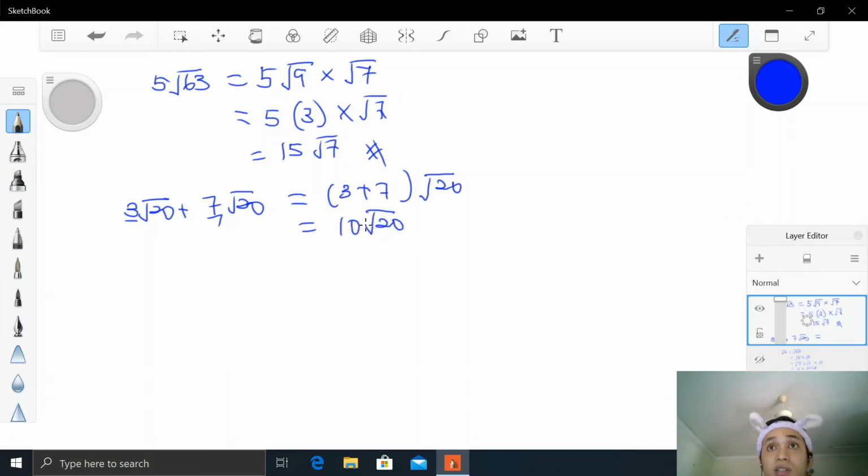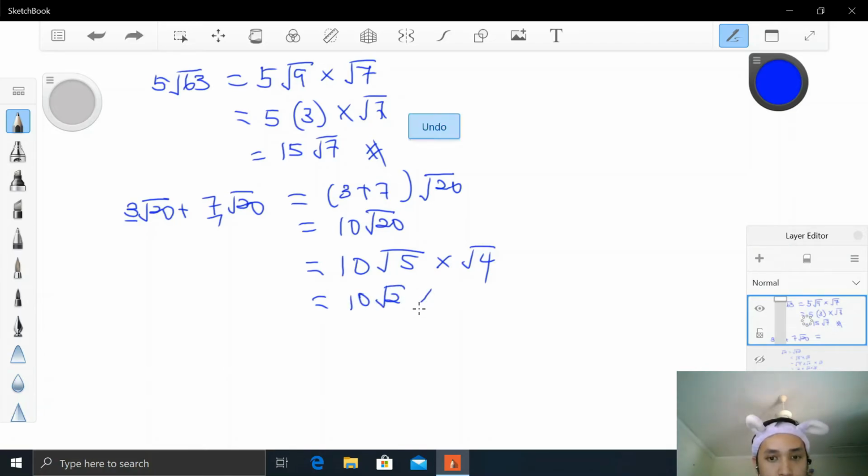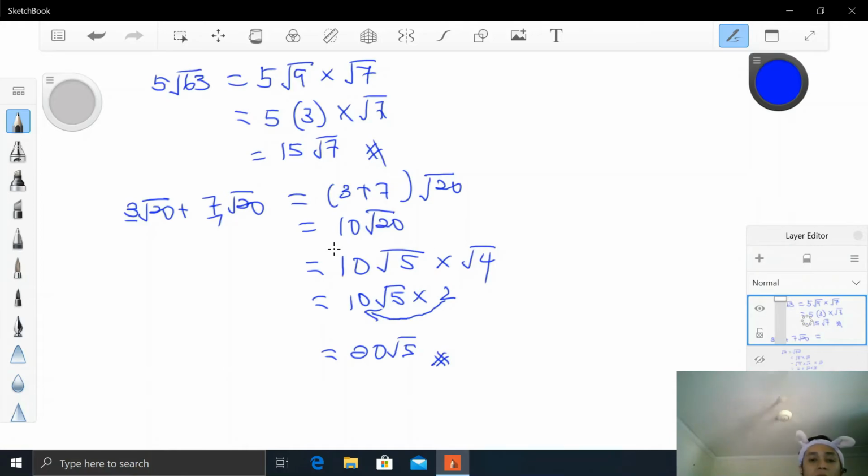But this one is not done because they ask us to simplify. So I need to simplify this part here. Surd 20 can be surd 5 times 4, and surd 4 is equal to 2. So 5 times 2, this one is multiplied to 10. Remember, if you multiply at this, you multiply outside. So this one will be equivalent to 20 surd 5. This is the answer. That is how you simplify your surds.